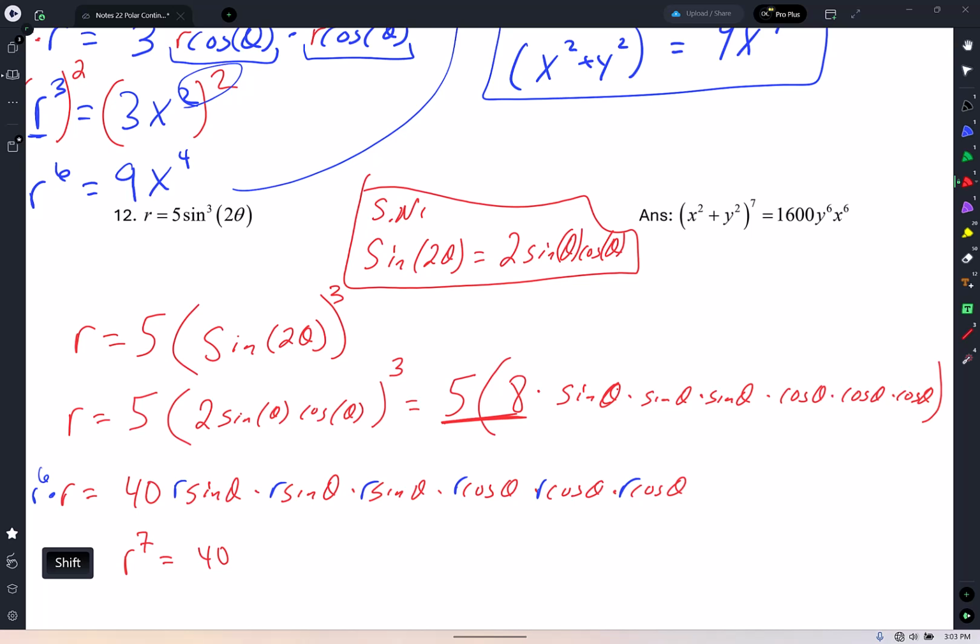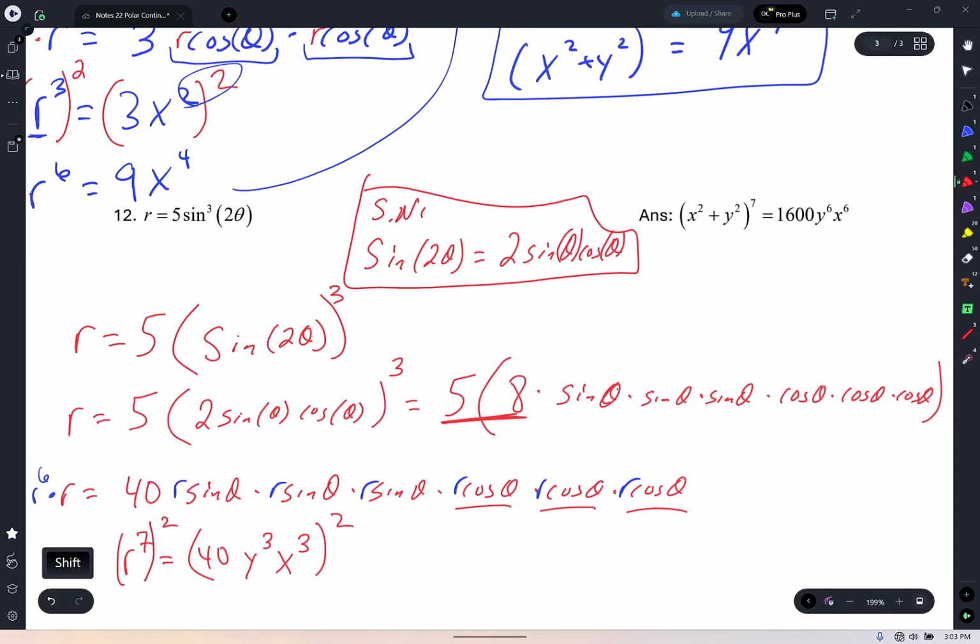And then r sine theta, r sine theta, r sine theta. That's y times y times y, which is y to the 3rd because there are 3 of them. And then r cosine theta, r cosine theta, r cosine theta. That's x to the 3rd. Now, what do I do with that r to the 7? To square it. So let's square it.